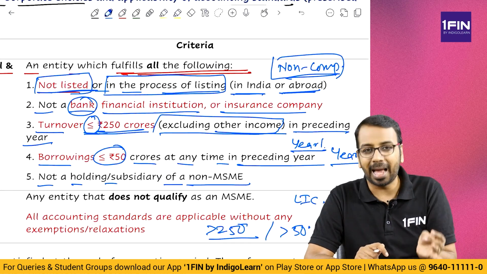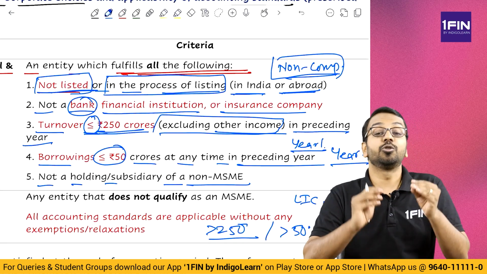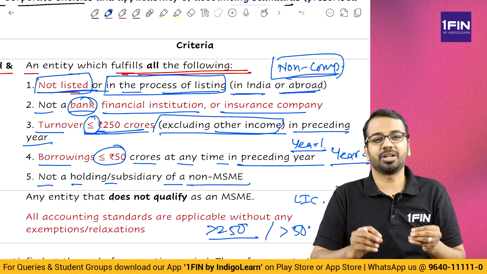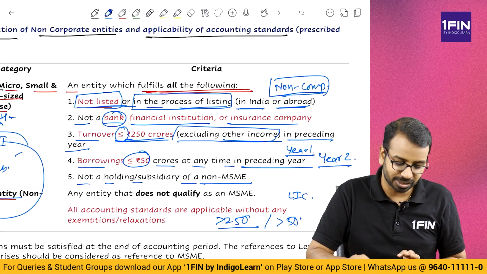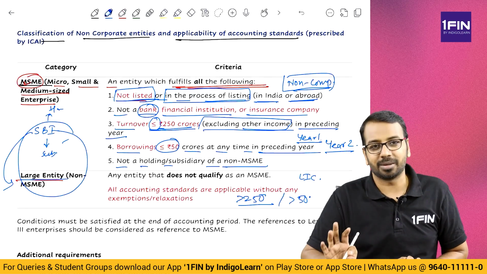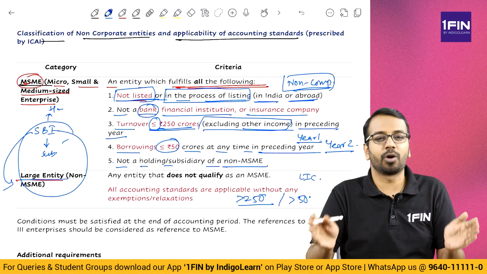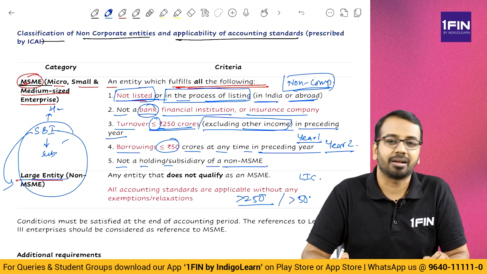You should not be a bank, financial institution or an insurance company, and you should not be a holding or a subsidiary of a non-MSME. Okay, that is the classification. If you are not an MSME, you will become a non-MSME, that is a large entity. Simple classification, no more 4 levels, a single 2-line classification.